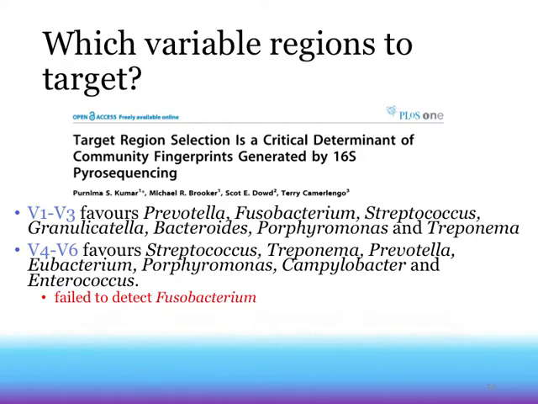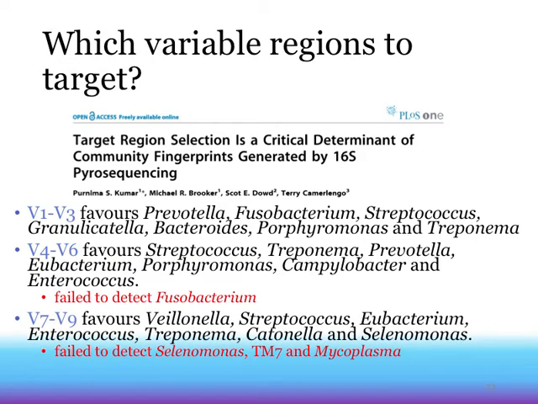So that's alarming. And then V7, V9 favors a particular set of organisms as well, right? And fail to detect Pseudomonas, and Mycoplasma. Depending on the study you're interested in, missing Mycoplasma might be a serious problem.